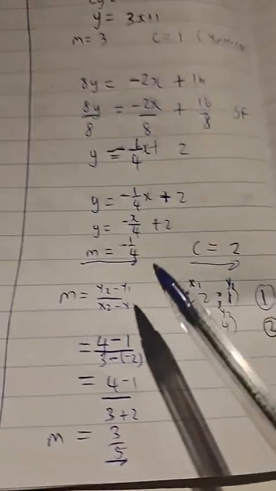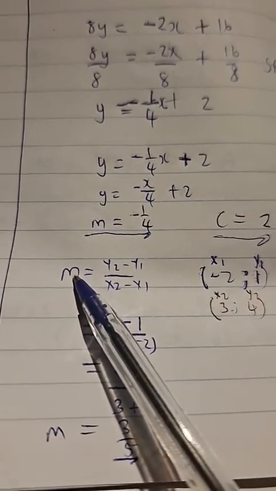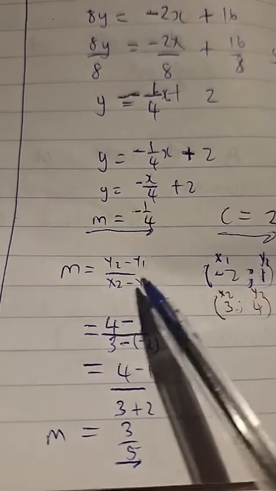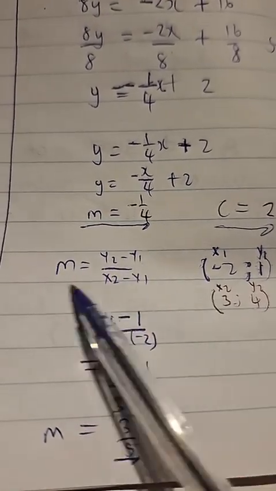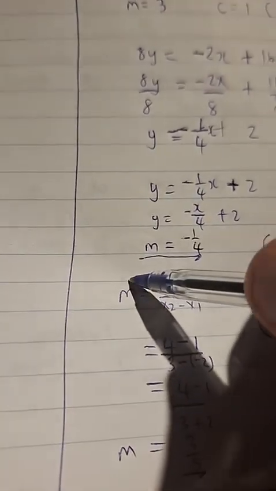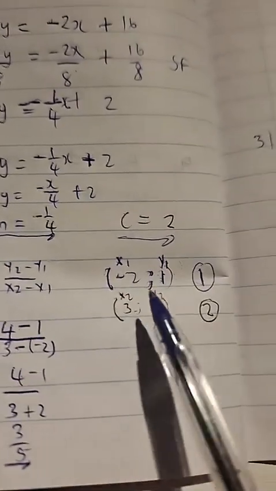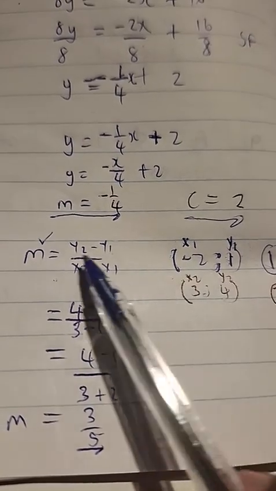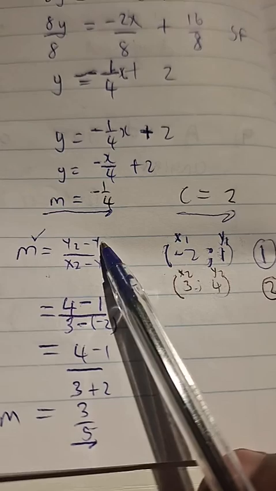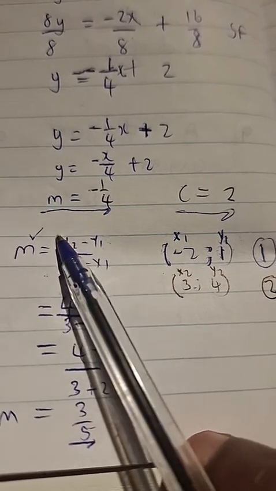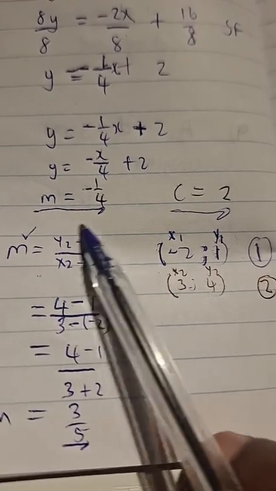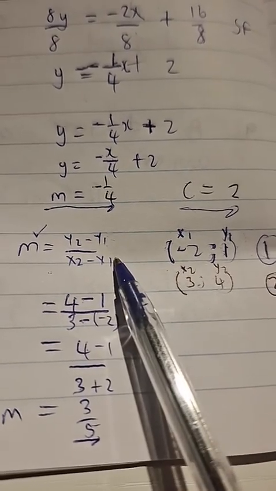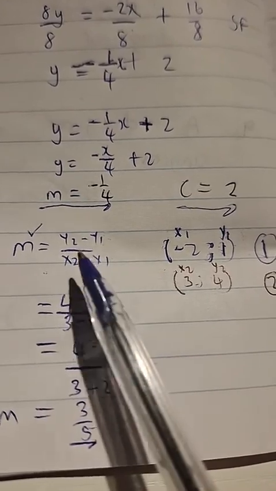Now, all I simply do is write down my formula for gradient. M is equal to y2 minus y1 over x2 minus x1, because this is the formula that I use to calculate gradient when I am given points on my Cartesian plane. At the top, we always talk about the change in y. Please guys, never the change in x at the top. Y is at the top, please. And then at the bottom, in the denominator, we talk about the change in x.